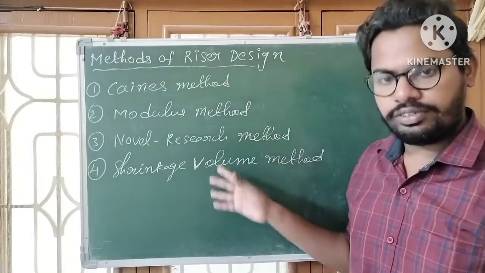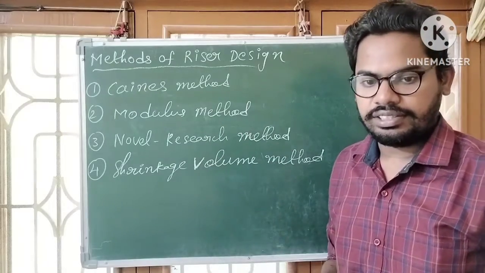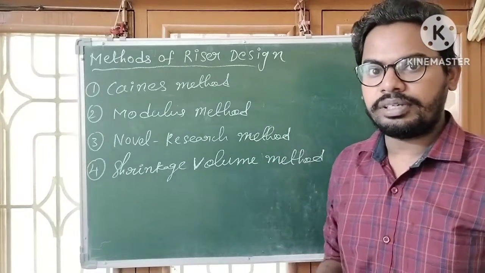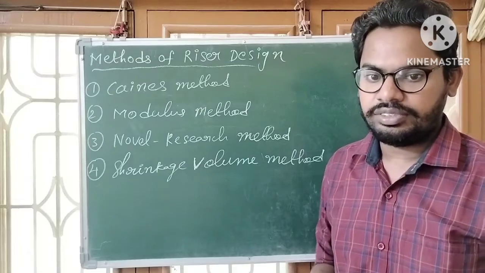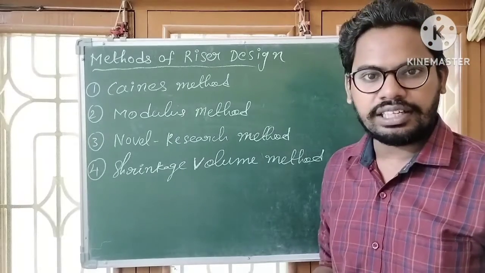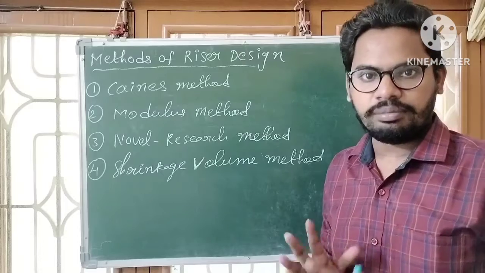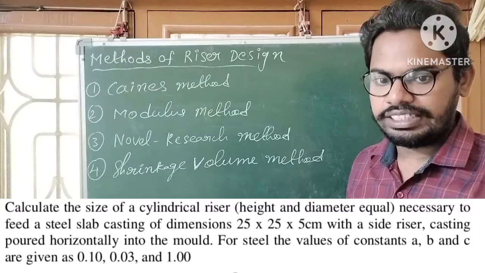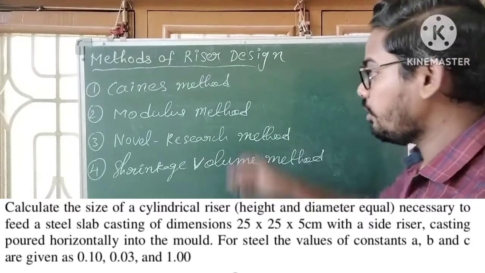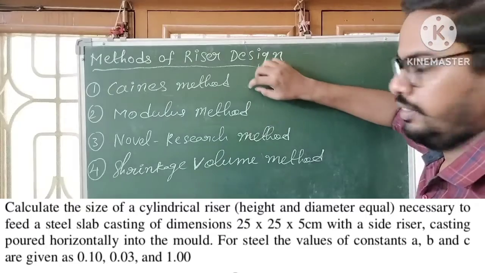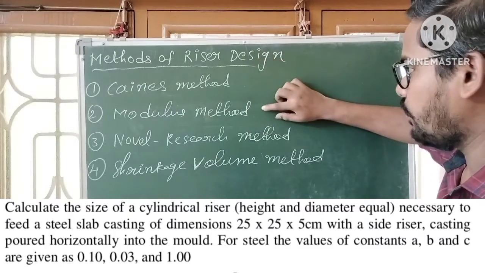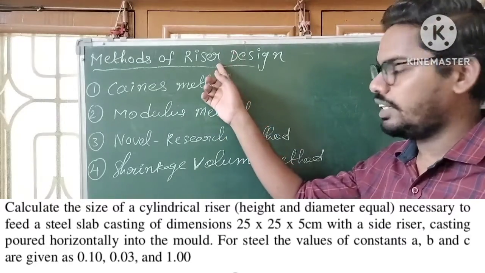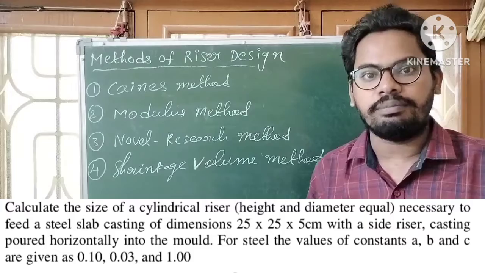So there are 4 methods to design a cylindrical riser. Here the main question is which method we should select. Which method should we select for this particular question? First of all, let us list out the given data. Based on the given data we should select the type of method, whether Keynes method, modulus method, novel research method or shrinkage volume method. How do we know which method to use to design? Based on the given data, based on the question.